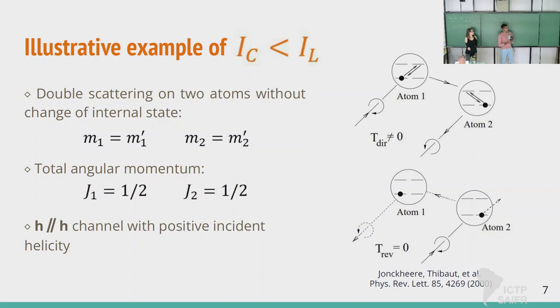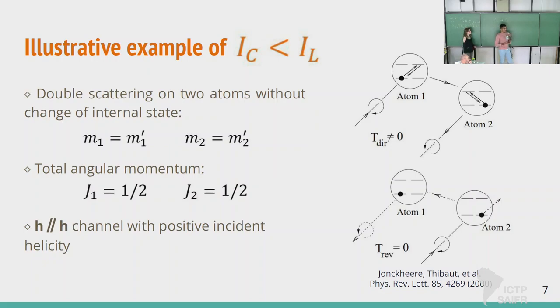And the atoms we're considering: atom 1 is in initial state m equals minus 1/2, and atom 2 is in the state m equals plus 1/2. In the direct path, we can see that the atom can absorb the positive helicity photon and re-emit it as a negative helicity photon. Then it can be scattered by atom 2, absorbed and re-emitted as a positive helicity photon.